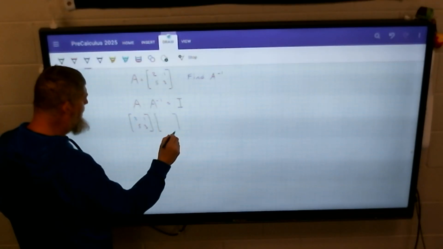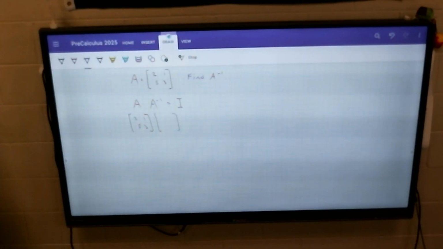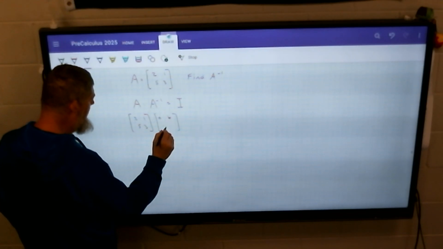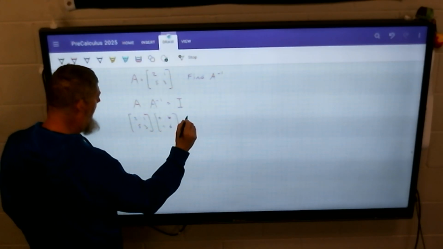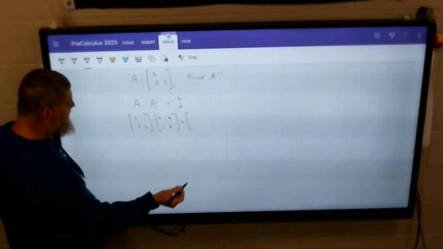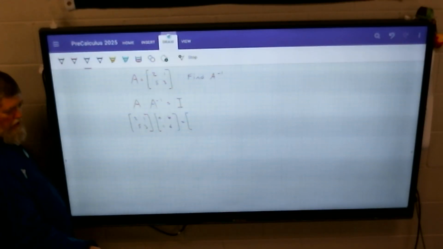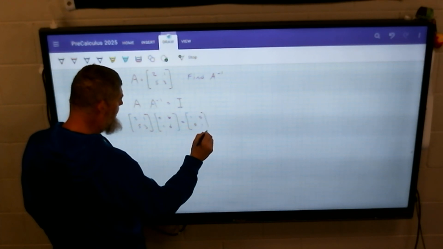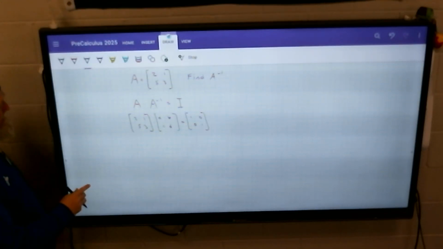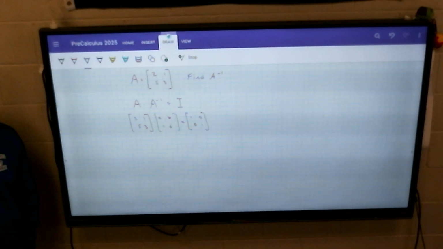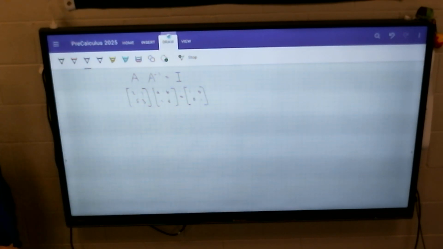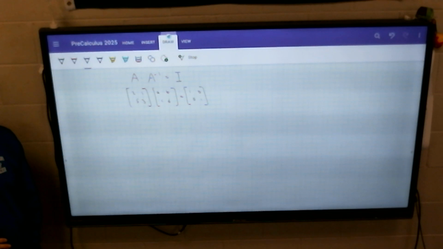Let's just put in letters for these: A, B, C, and D. And what is it going to be equal to? I, which is 1, 0, 0, 1. We know that A times its inverse is going to be equal to this identity, right? So let's take the left-hand side and actually multiply it.